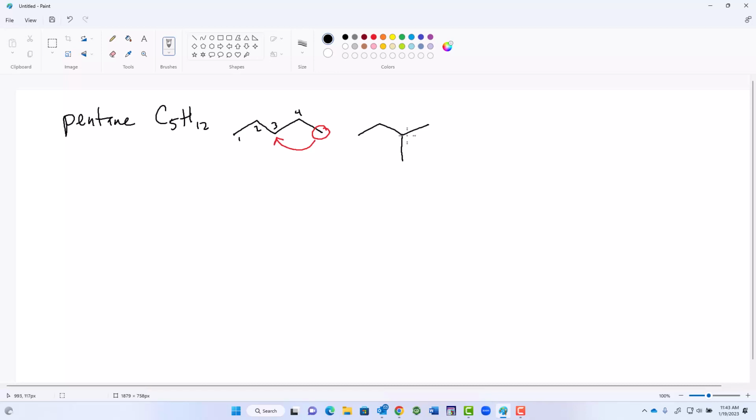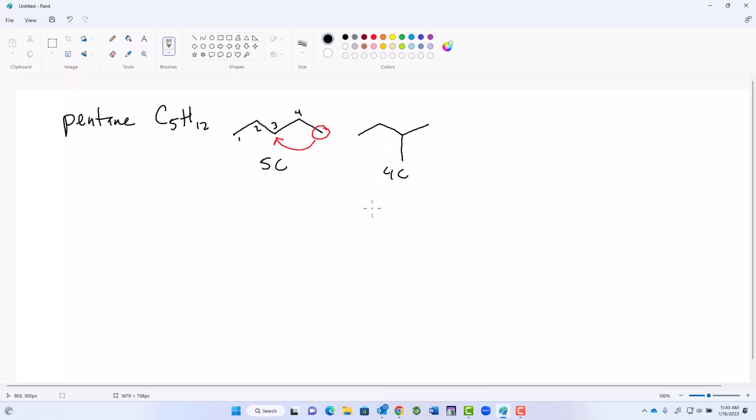We would call this neopentane, or isopentane rather. We call this isopentane. We still have C5H12, but we've rearranged it so we have a different arrangement of atoms. So we see in this case we have a 5-carbon chain. In this case we have a 4-carbon chain.